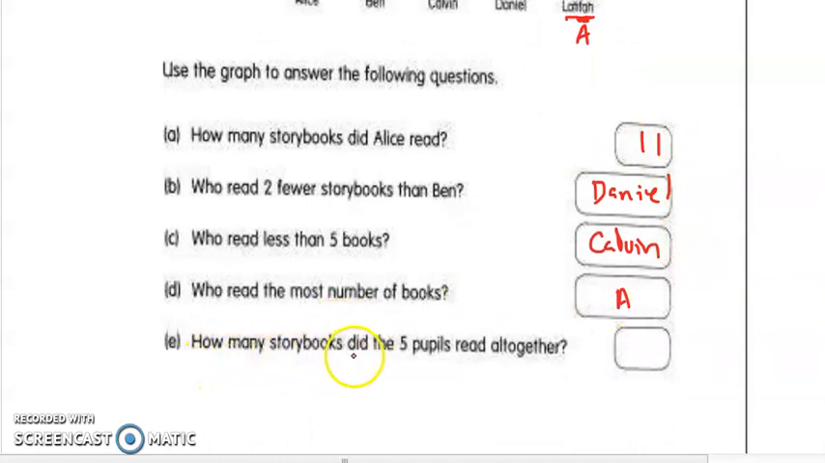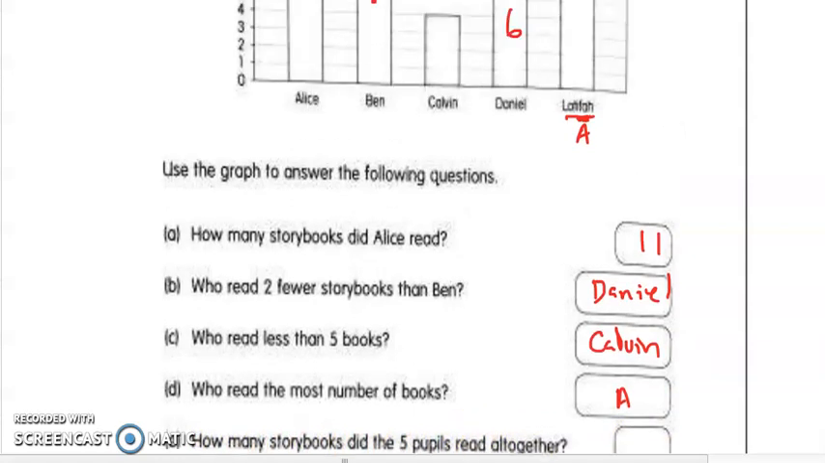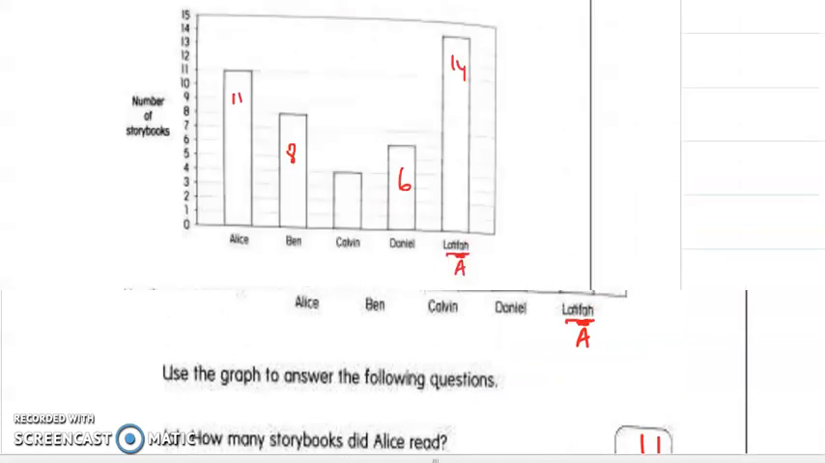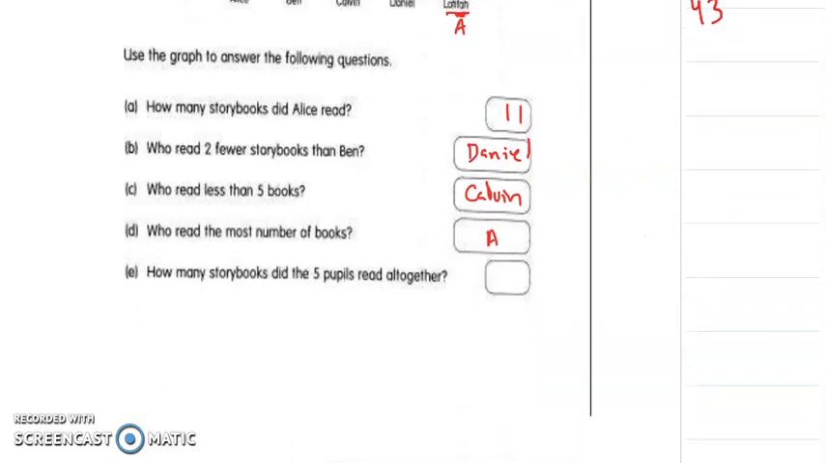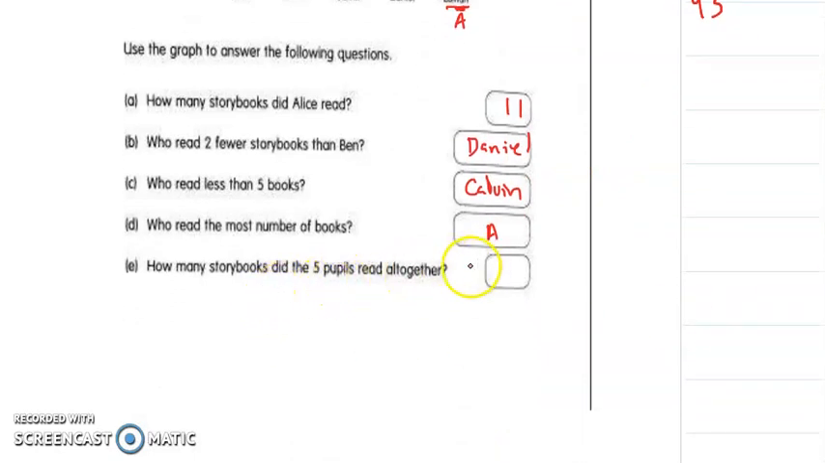And the next is: how many storybooks did the five pupils read altogether? The number of storybooks is 11 by this one, 8 by this, 4 by this student, 6 by this, and 14 by this. If we add all of these, 14, 6, 4, 8, and 11, the answer we get is 43. So how many storybooks did five people read altogether? Our answer will be 43.